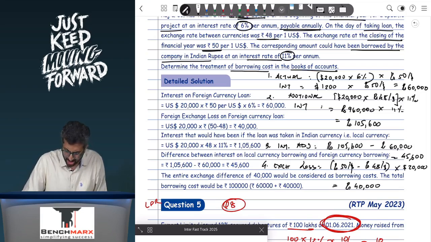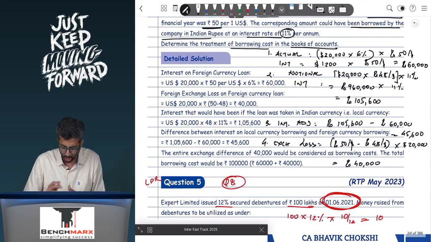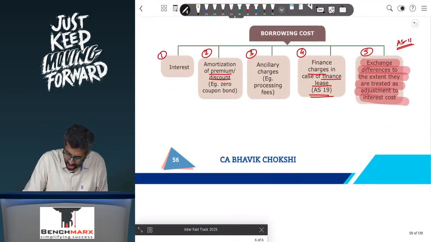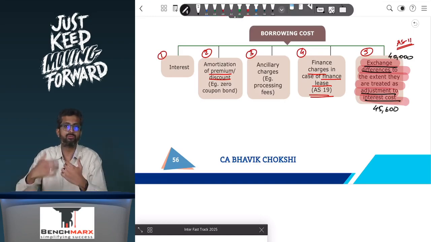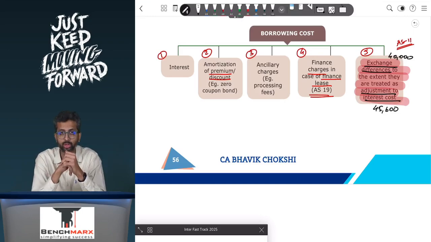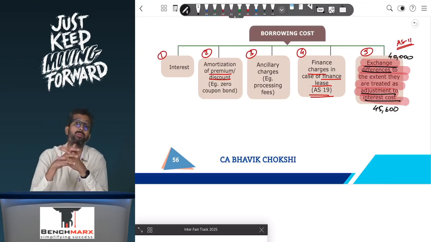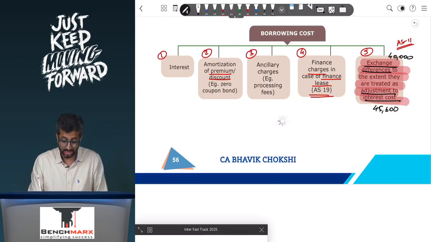Now when I calculate this 40,000 rupees, let us say exchange rate loss, what does AS16 say? Exchange differences, that is 40,000, to the extent they are treated as adjustment to interest cost. Let us say in this case 45,600. So we are saying that today we are paying 40,000 more because of exchange differences, but on one hand we are saving 45,600. So this excess what we are paying is attributable to the interest savings, and hence we will select the lower of the two.